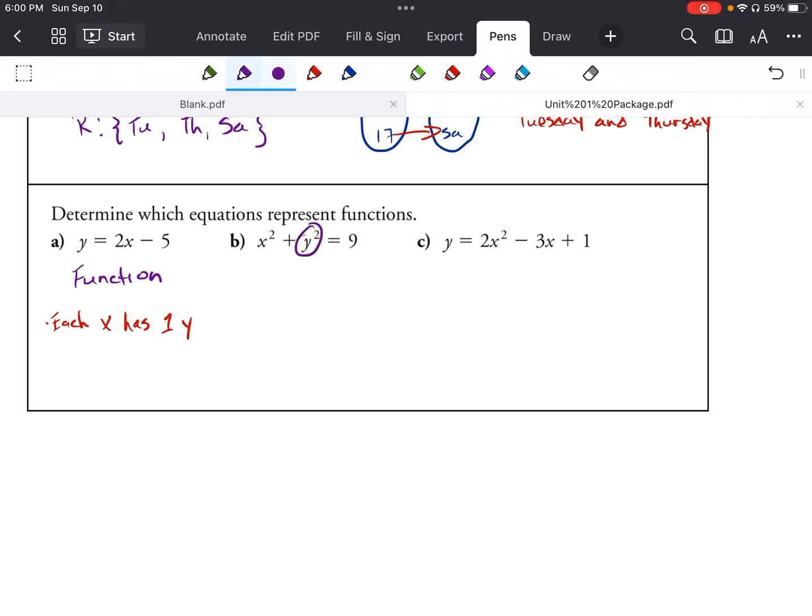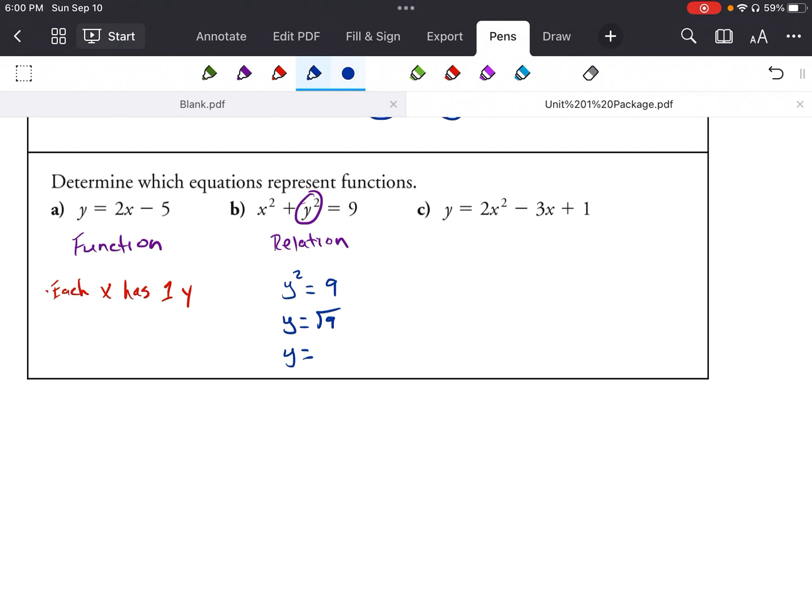Okay, in the next one, this has a y squared. So that means that it's going to be a relation. Because if we were to isolate y, we would get y squared equals 9. Let's just forget about the x's. So we have y squared equals 9. That means that y is the square root of 9. Now, anytime before you've been asked what is the square root of 9, you automatically think it's 3. But if you think about it more, it's actually negative 3 or 3, right? Negative 3 times negative 3 is still positive 9. So because the square root of 9 has two possible answers, this cannot be a function. This is actually the equation of a circle.